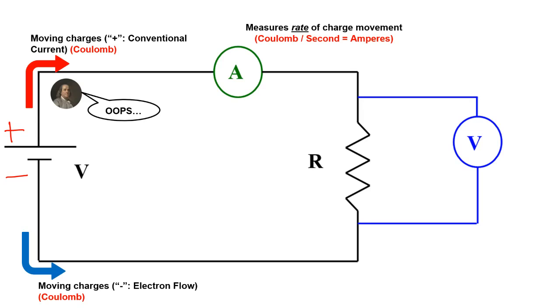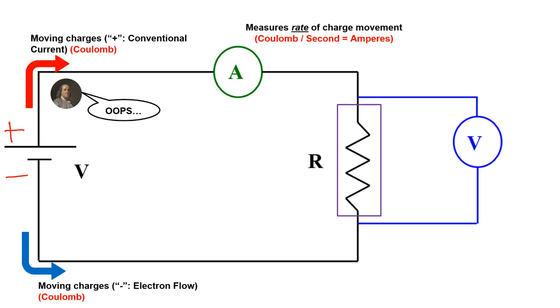That ammeter is drawn in series. We have to run electrons through that ammeter so that we can pretty much do a count of how many coulombs or how much charge is passing per second. Okay, next is the resistor.